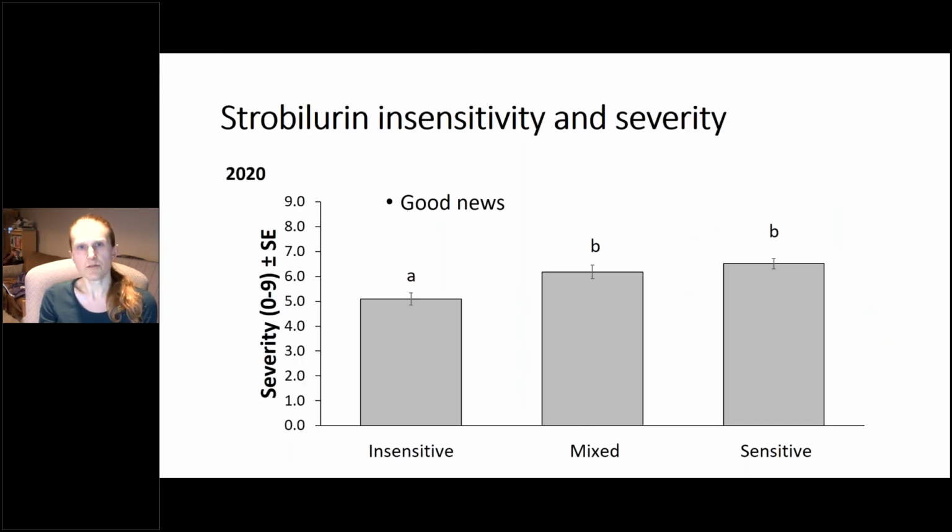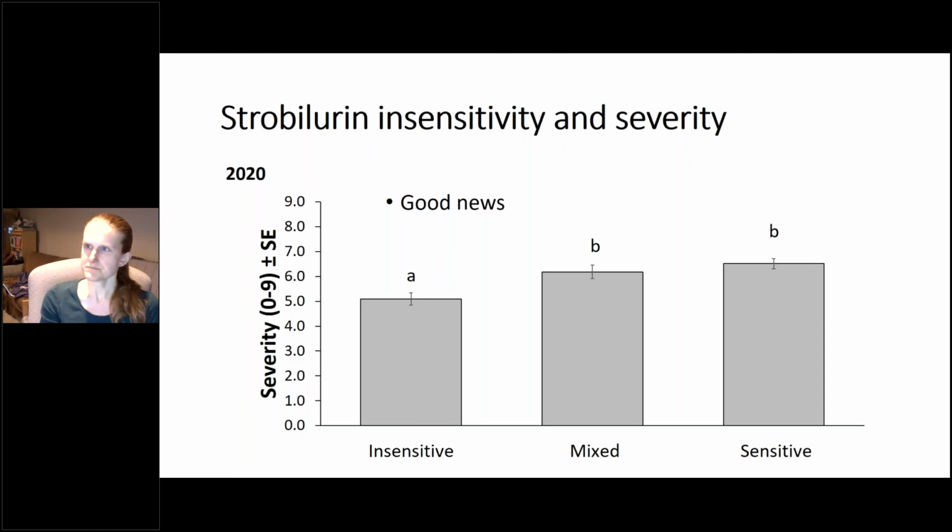The one piece of good news was that if you looked at sites, the level of disease severity was actually lower. The disease was less severe where there were insensitive isolates. So that's a little bit surprising and might indicate that there's a cost to the fitness of the fungus to have that small DNA mutation that confers insensitivity.